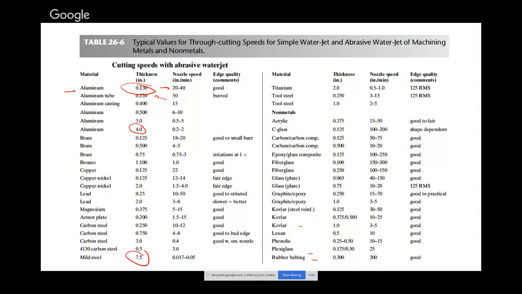You can cut over 7 inches of steel with a water jet. That was what I wanted to show you with this table, is that you can cut some thick material. And so this abrasive processing can be a really powerful thing.